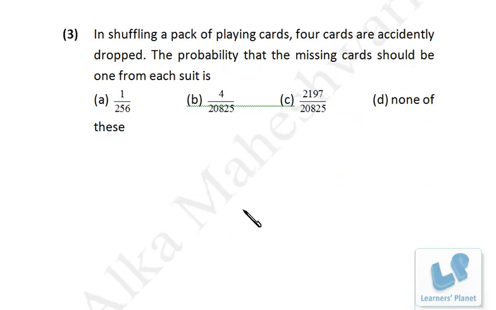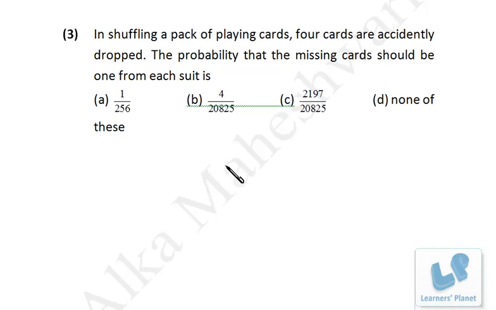Now we have this question. In shuffling a pack of playing cards, 4 cards are accidentally dropped. The probability that the missing cards should be one from each suit, right? So precisely, if the cards are dropping or maybe we are drawing 4 cards, the probability will remain the same.